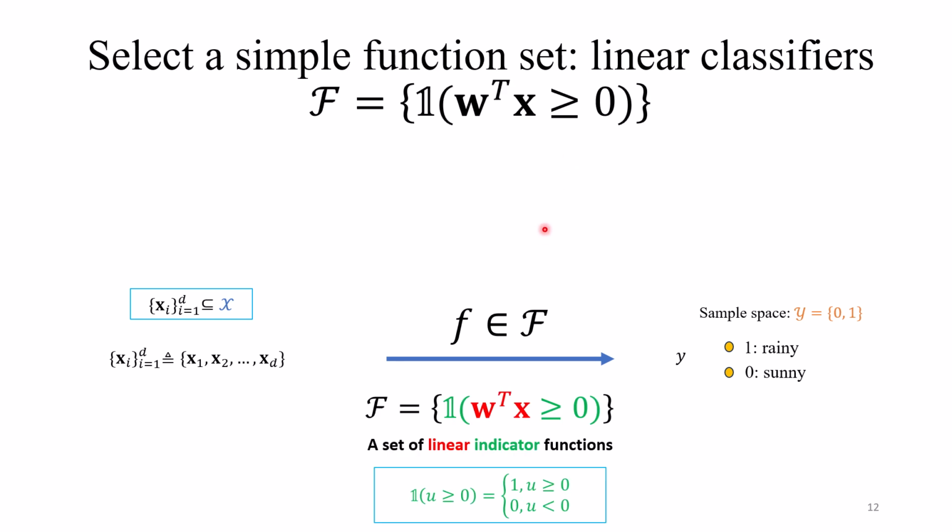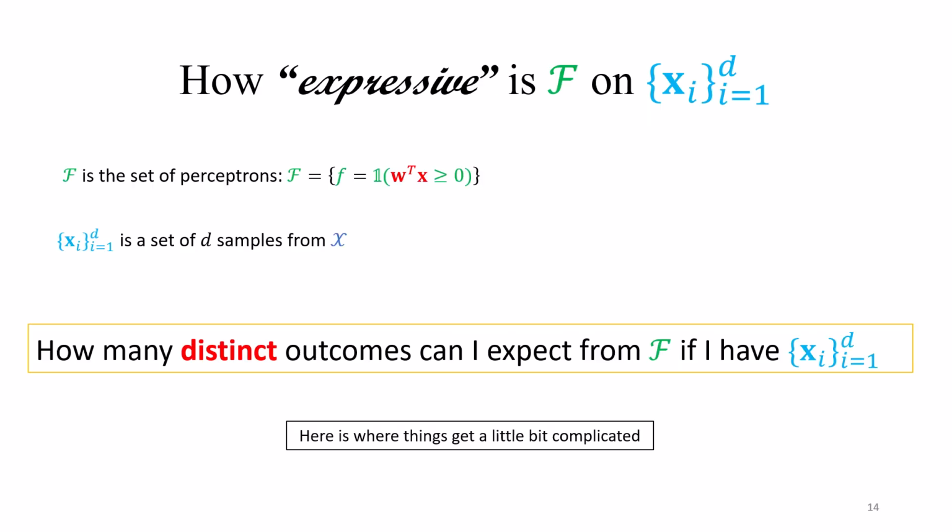So for starters, let's start with linear classifiers or linear indicator functions. Typically, some people might call this a set of perceptrons, where w is the weight vector and 1 here is the indicator function. So we have our set of perceptrons here, and we have a set of d samples from X. And let's consider the following question. How many distinct outcomes can I expect from F if I have this set of X's?